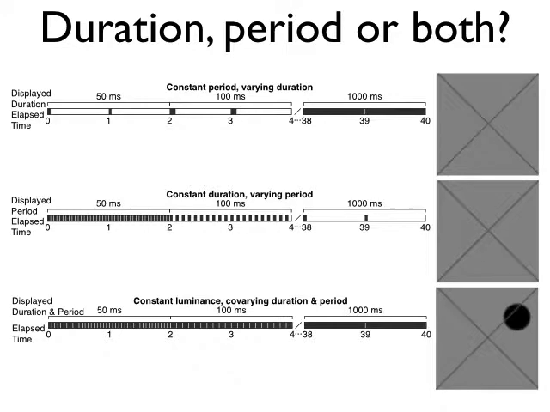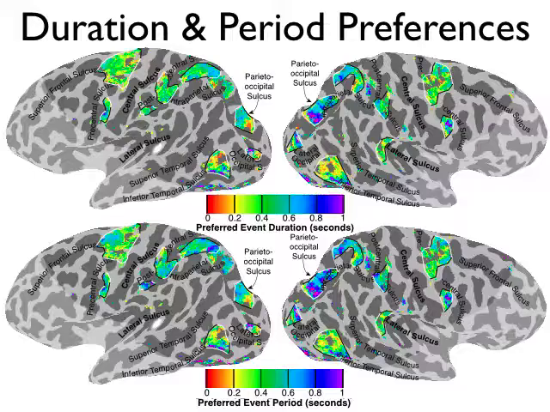Whereas duration and period are both varying together, okay? Because when one event ends, the next one begins immediately, so those two are very tightly linked. So we then analysed the responses to these changes in timing to see how neural populations in the brain respond to the timing of events. This is a very extreme case of some very, very fast timing.